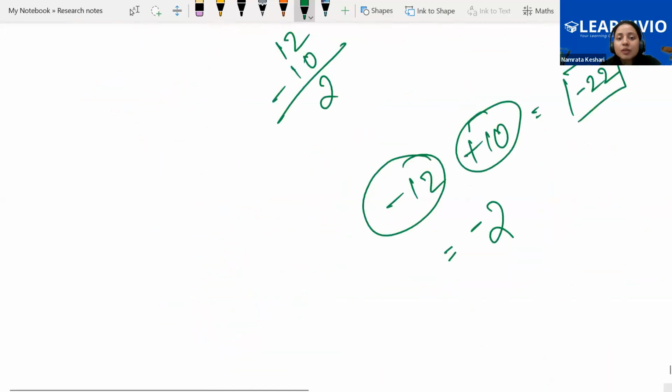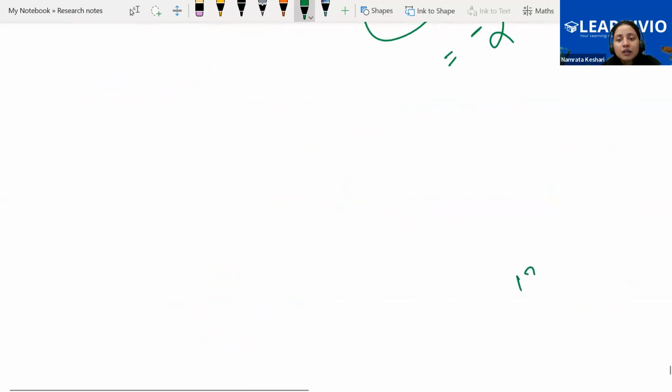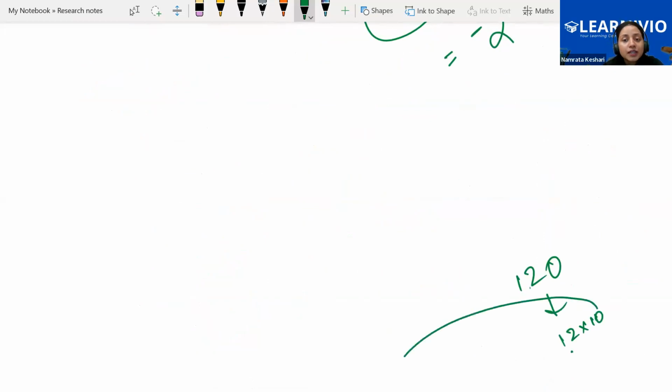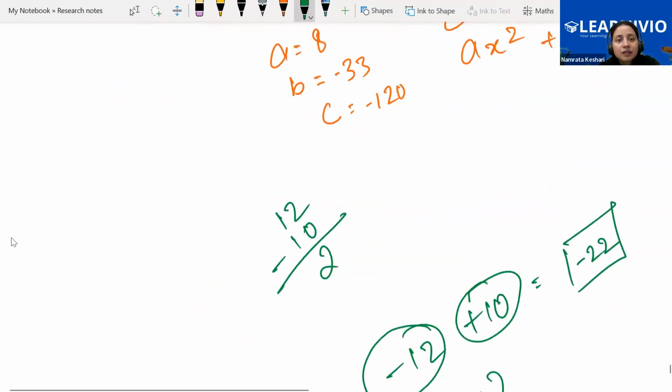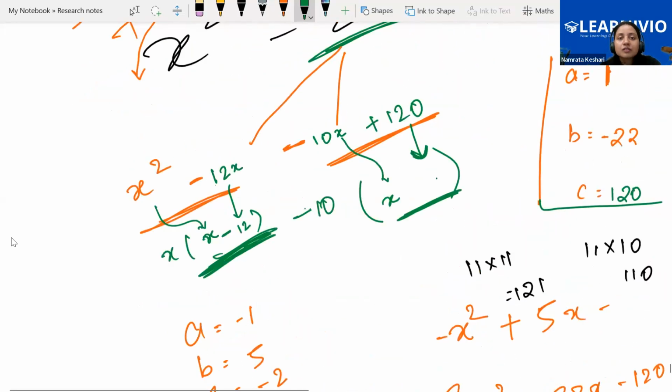120 में से 10 common ले लिए, what will be remaining? 120 means minus 20. 2 into 10. 120 means 12 into 10. If you are taking 10 as a common factor, what will be remaining? X minus 12 will be remaining, not 20.